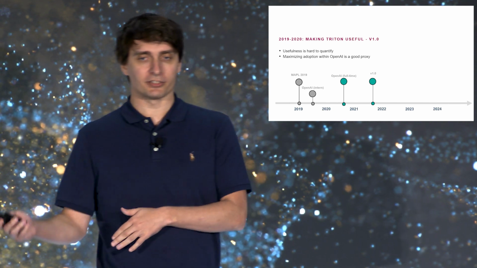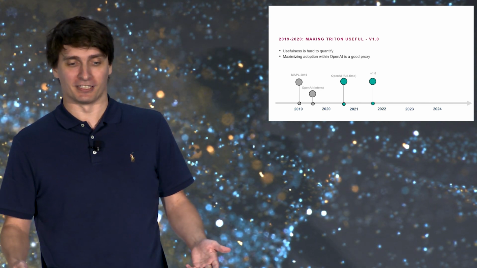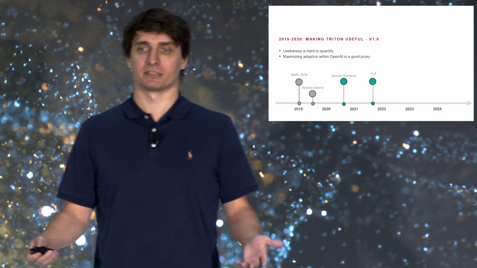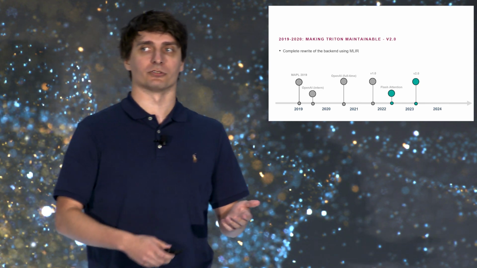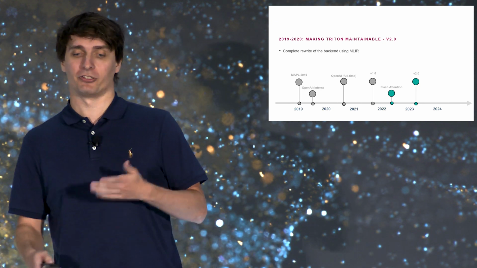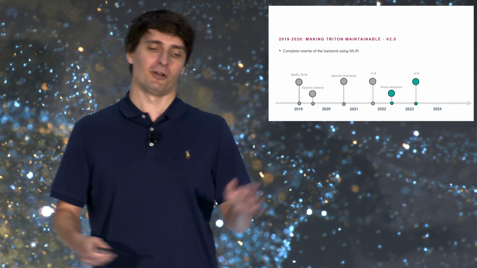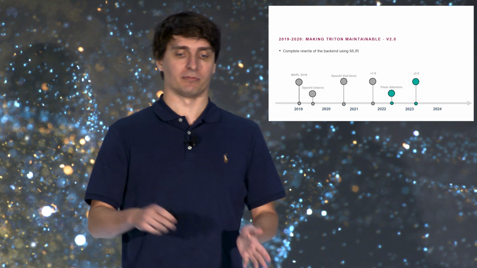Then a year later, I was focused on making Triton useful. Whenever you write a piece of software, it's always very hard to define what usefulness means and how to quantify it. My measure was how useful it is for OpenAI and how wide the adoption is within OpenAI. So I set myself to write all the GPT-4 kernels using Triton, modified the compiler a lot, broke the compiler a ton, added 1 million lines of technical debt, not really 1 million, but a lot of technical debt. And eventually this led to a complete rewrite of the whole backend, which was more focused on making Triton maintainable.